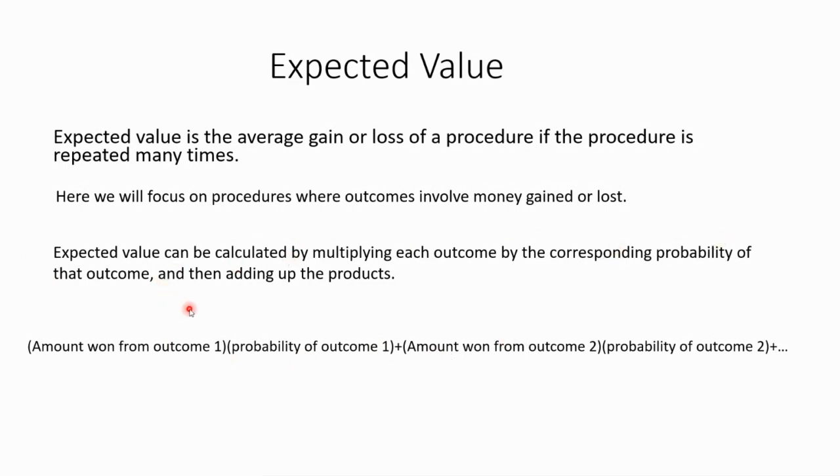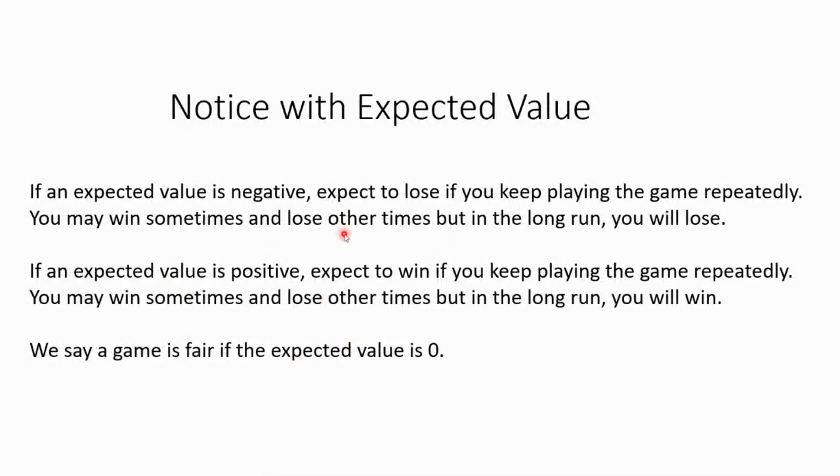Essentially, what's going to happen is you look at each possible outcome from the procedure. You consider how much money you win or lose from that outcome. You multiply by the probability of that outcome, and then you add up all the products. We'll see some examples shortly to illustrate that. So before we do that though, let me just say this.